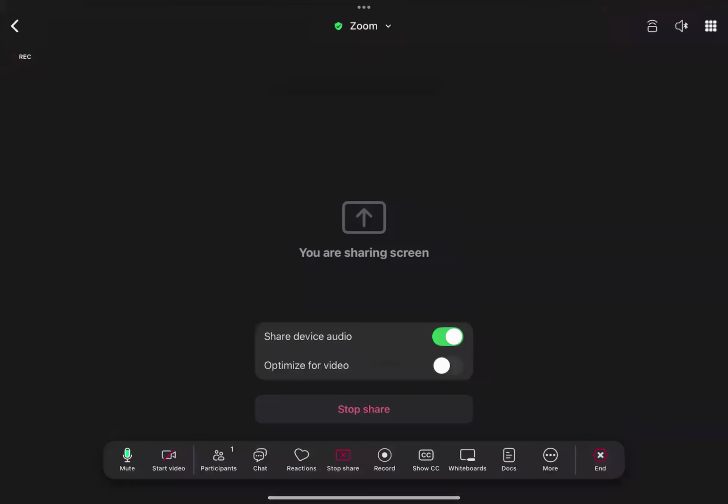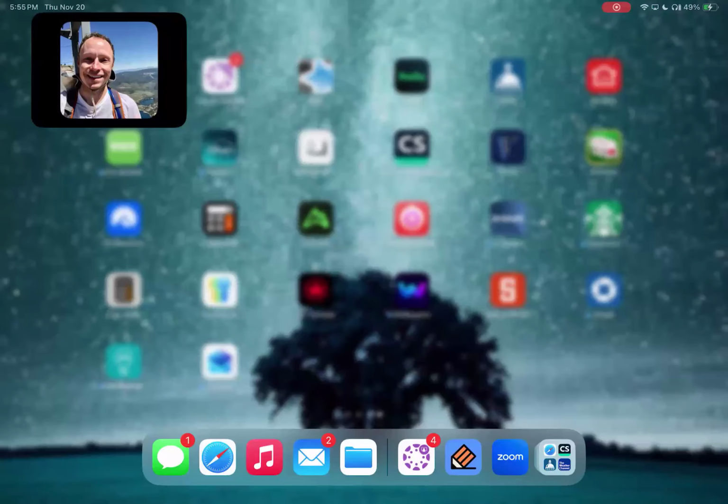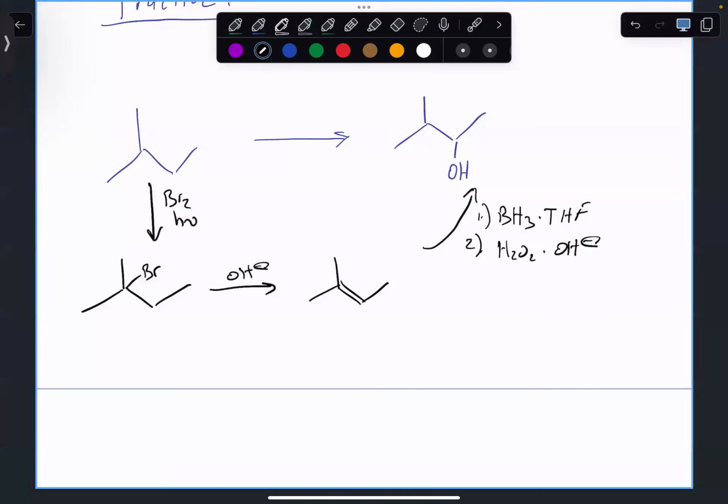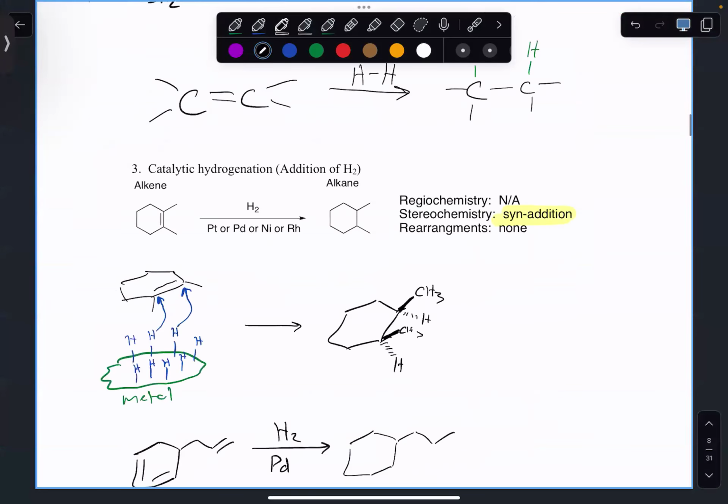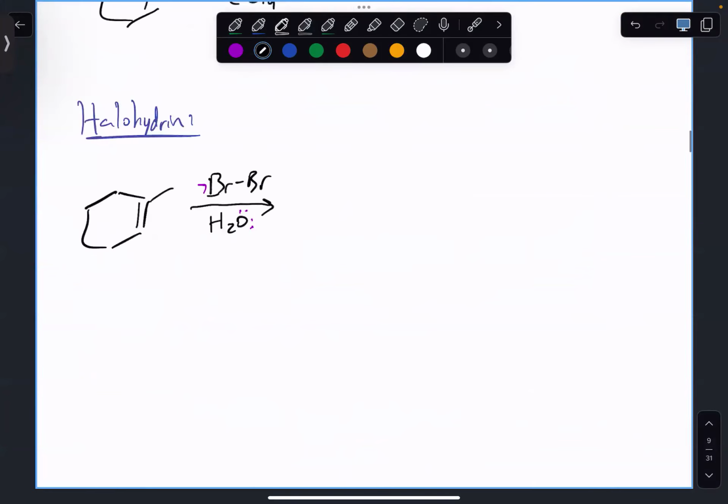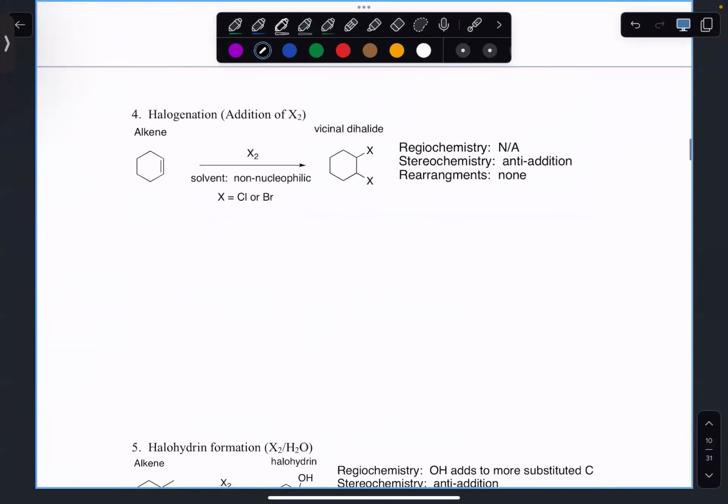Okay, so we talked about several of the alkenes already. We will finish that up tonight. And where we will pick up is right here. One of the other things we can do with alkenes is add a halogen across it.